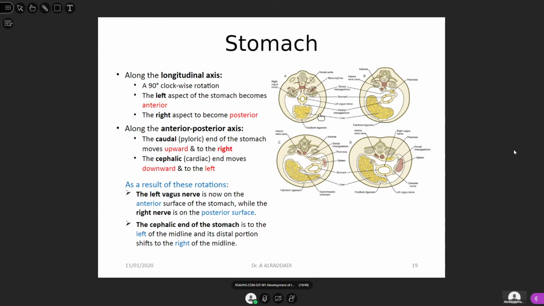What you also notice here, we said already that the liver will be displaced to the right side of the stomach, and also we can see here the pancreas. This is mainly the dorsal part. The pancreas will shift from an intraperitoneal into a retroperitoneal organ.